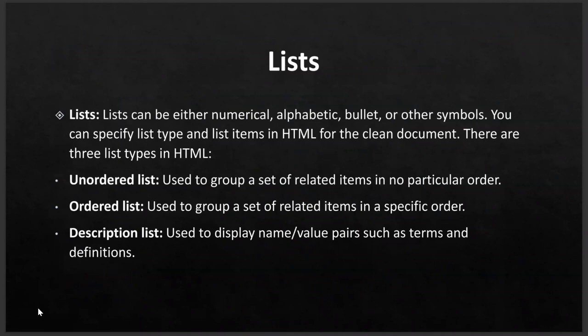Unordered list, used to group a set of related items in no particular order. Ordered list, used to group a set of related items in a specific order. Description list, used to display name-value pairs such as terms and definitions.